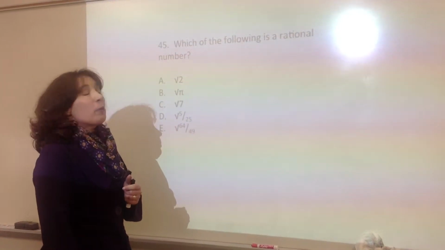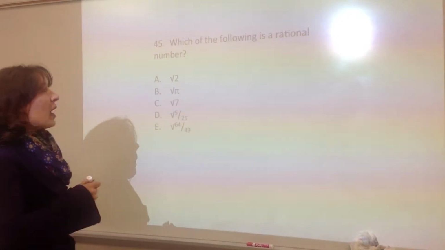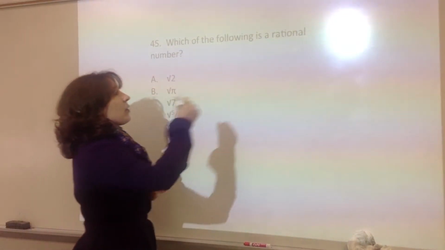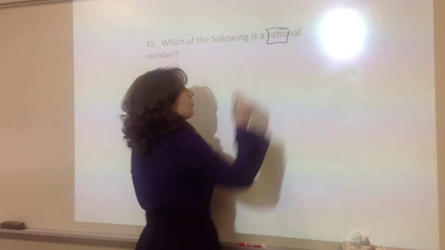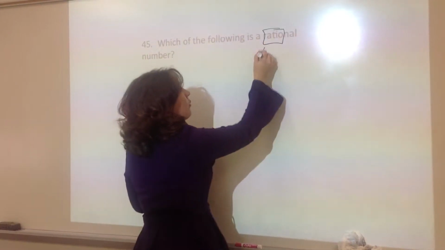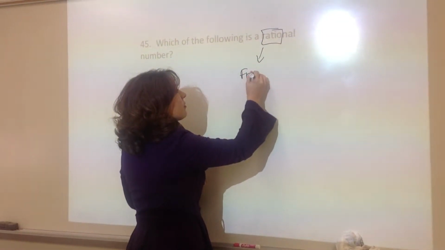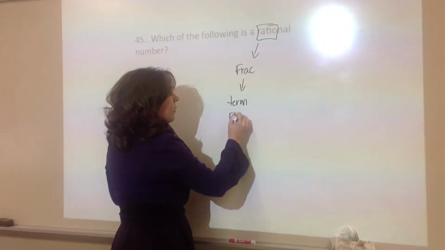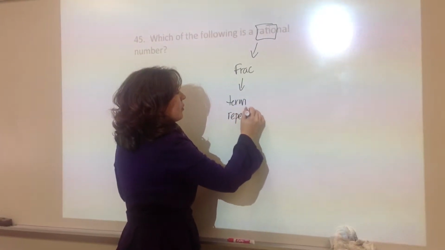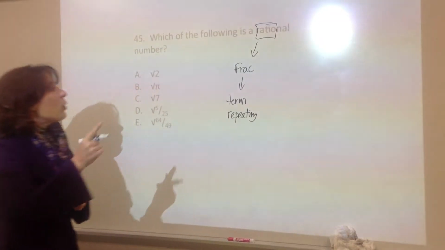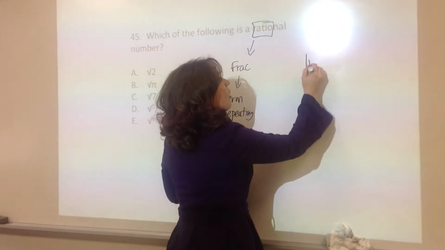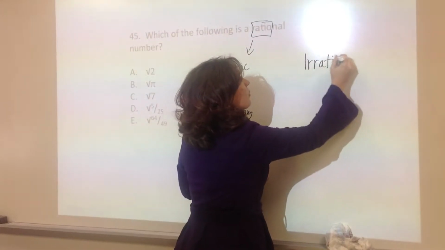A rational number. Problem 45. A rational number is a number that can be written as a ratio. Okay? So those are your fractions, your terminating, and your repeating decimals. So it's asking us to find which one is rational. So the opposite of rational are your irrational numbers.